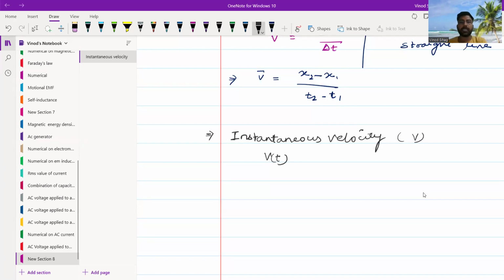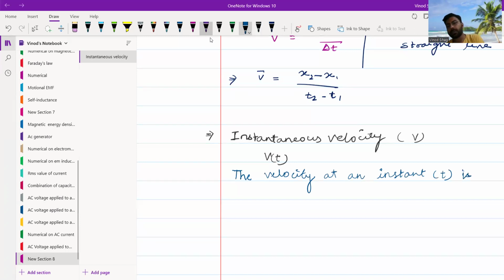So the velocity at any instant, or in place of instant we can write time t, the velocity at an instant is called instantaneous velocity.